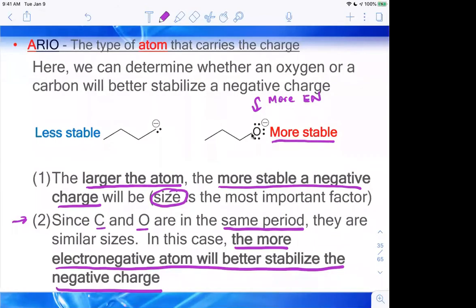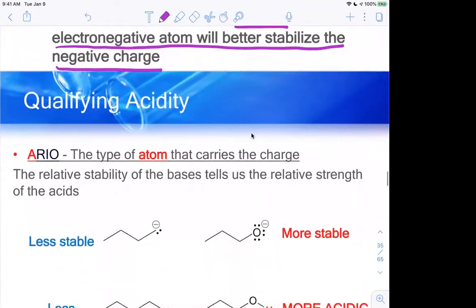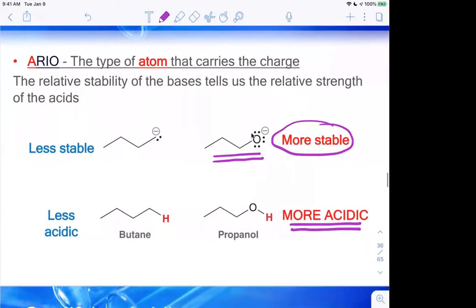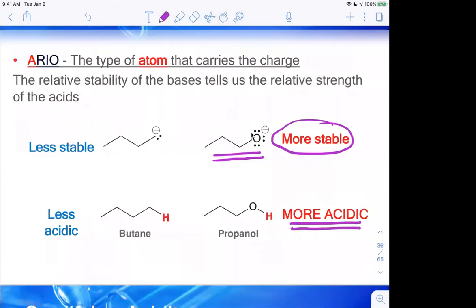What that means is that the acid that corresponds to this more stable conjugate base is going to be a stronger acid. So propanol is a more acidic substance. That hydrogen is more acidic than the hydrogen in butane. And all I had to do is look at the type of atom that carried that negative charge when I lost that H+.